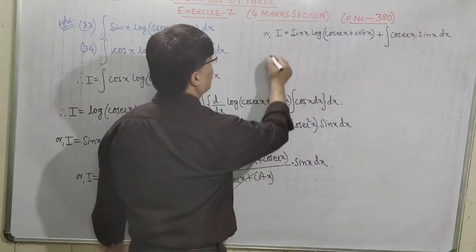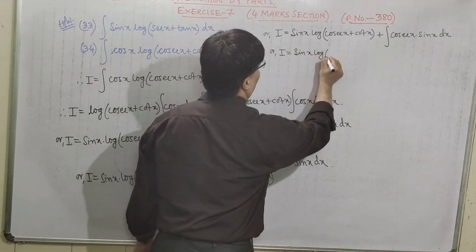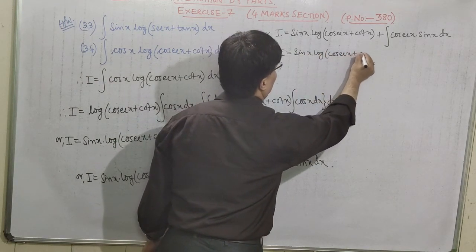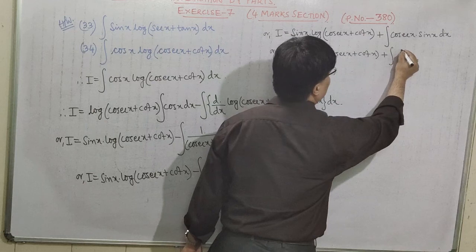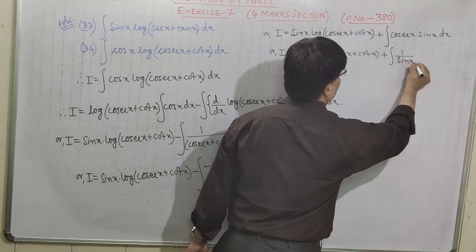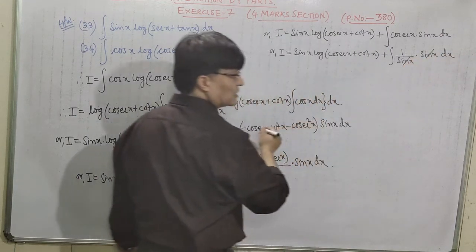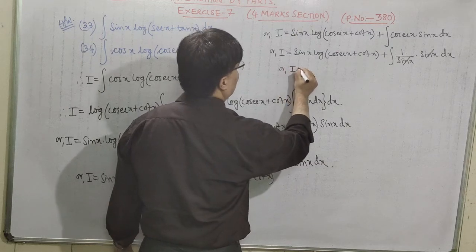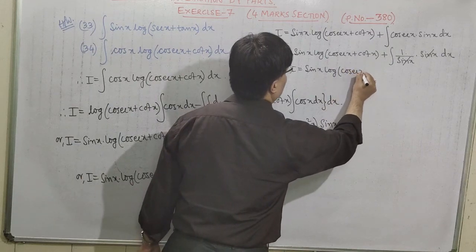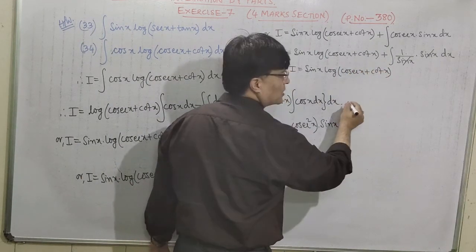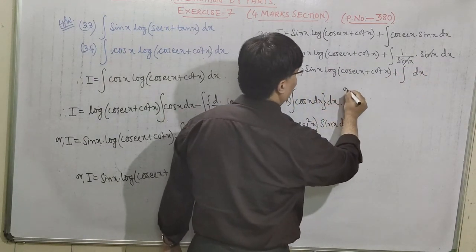So I think you have understood it. Okay. So now again you can simplify it further. I is equal to sin x log of cosec x plus cot x plus integration of, what is cosec x? This is 1 by sin x into sin x dx. So here you can cancel it. That is 1. I is equal to sin x log of cosec x plus cot x plus integration of dx.